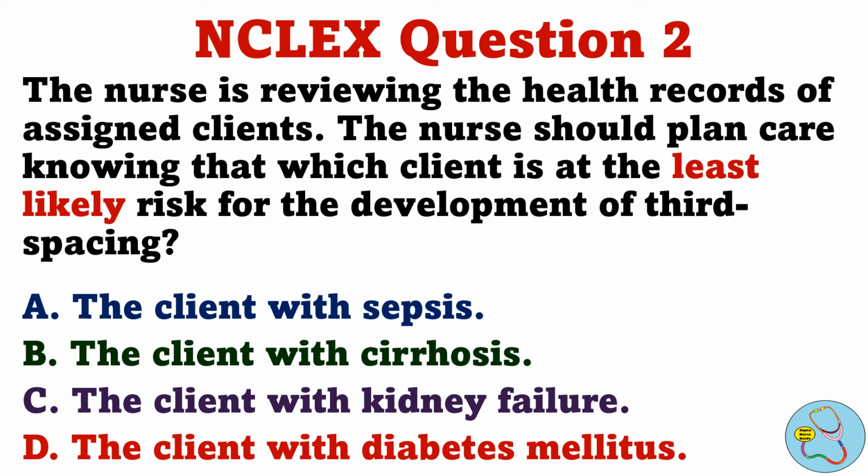Question 2. The nurse is reviewing the health records of assigned clients. The nurse should plan care, knowing that which client is at the least likely risk for the development of third spacing? A. The client with sepsis. B. The client with cirrhosis. C. The client with kidney failure. D. The client with diabetes mellitus.